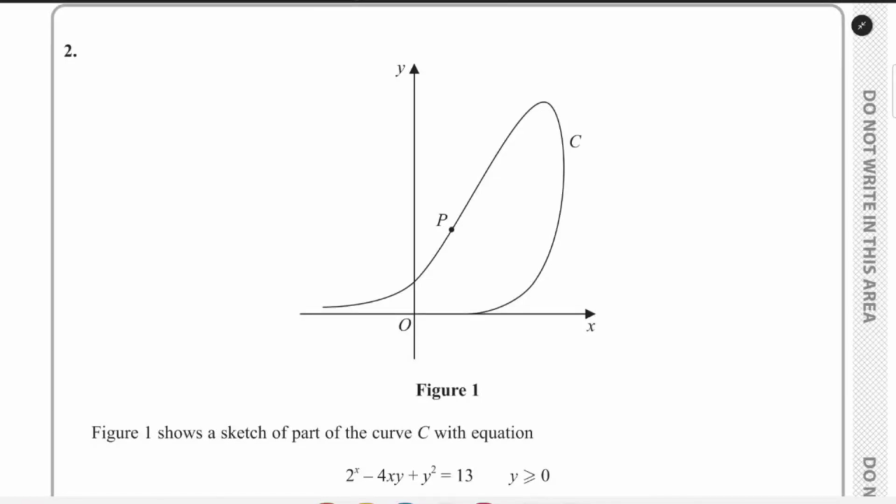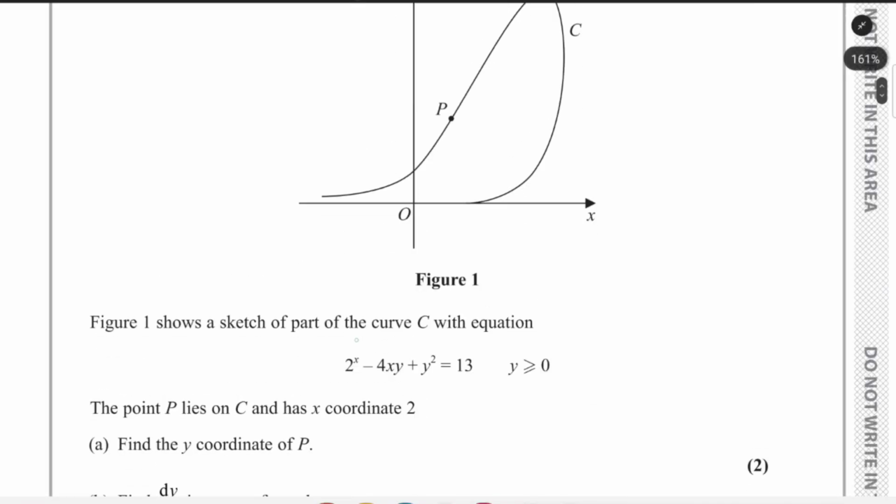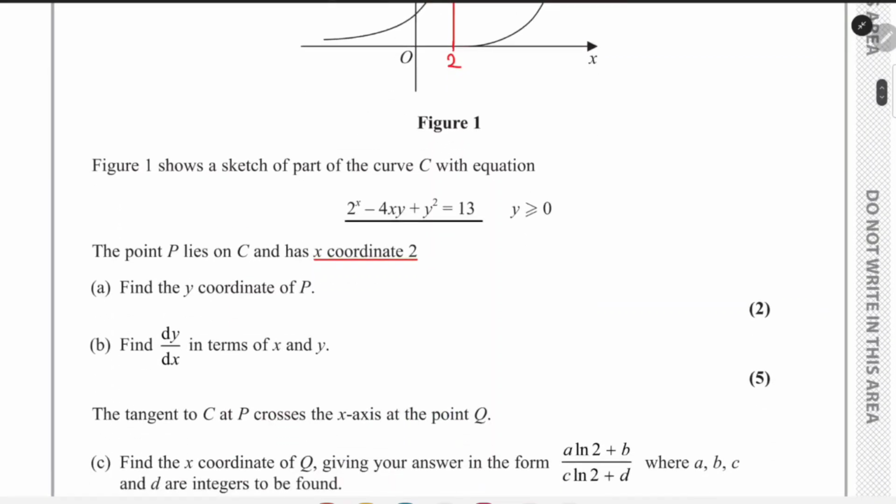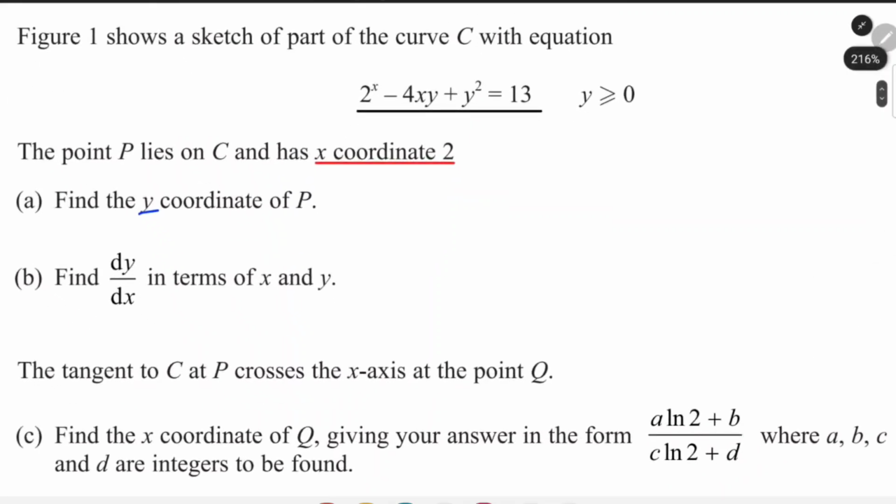Now in the second question, we have a graph plotted with this equation over here, and then we are given a point P on this graph, and we are told that it has an x coordinate of 2. So the x value of this point is 2, and in the first question I need to find the y coordinate for it. To do so, I'll just put in the x coordinate that we know in here. So replace the x with 2 and find the y value.